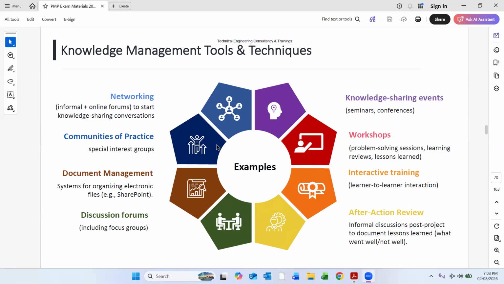Knowledge sharing events like seminars, conferences. You are attending seminars and conferences, workshops, like problem solving sessions, learning reviews and lessons learned. And interactive training, like learner to learner interaction. And after action review is like informal discussions post project to document lessons learned, what went well and what did not go well. It means that it is actually a lesson learned. So these are all examples of knowledge management tools and techniques.